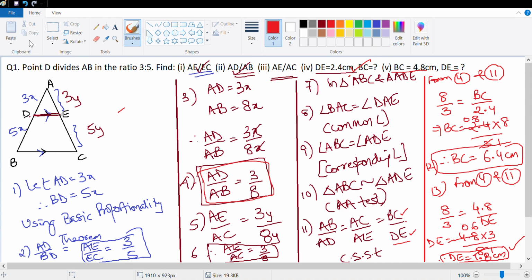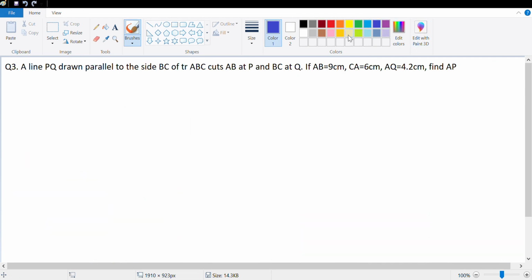Good, let's look at the next question. The next question that we do is question number 3. Let's look at the question. It says a line PQ is drawn parallel to side BC of triangle ABC, cuts AB at P and BC at Q. Just draw a rough diagram and see what is the question. It says ABC, a line PQ drawn parallel to side BC. Okay.